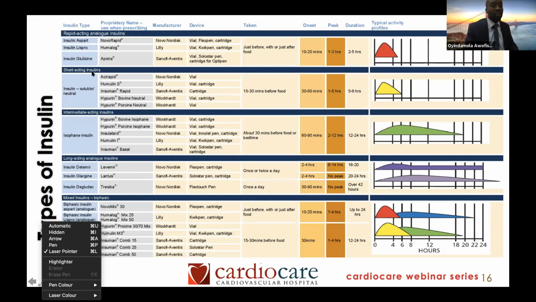Then of course we have the short-acting insulin, which is a soluble insulin, or Humulin R, or the Actrapid that we are all familiar with.